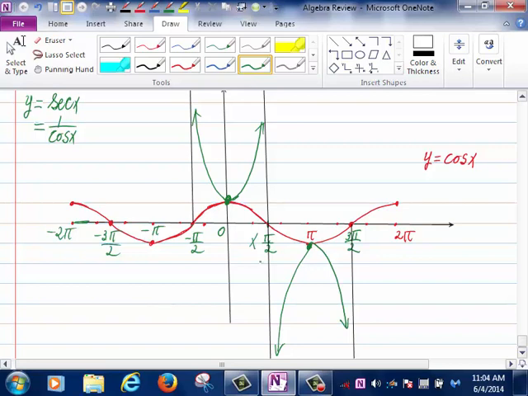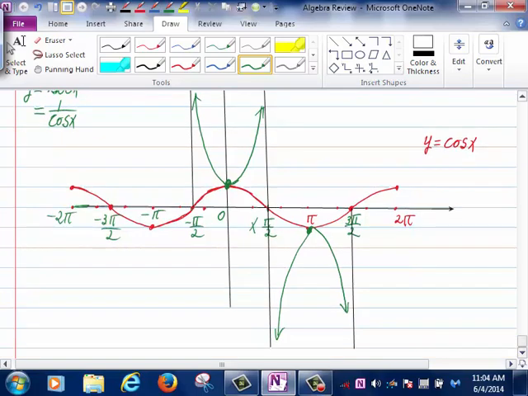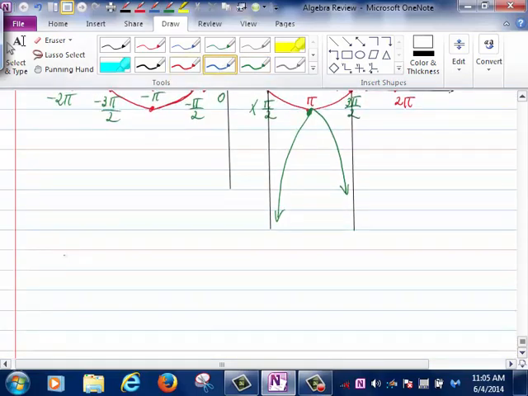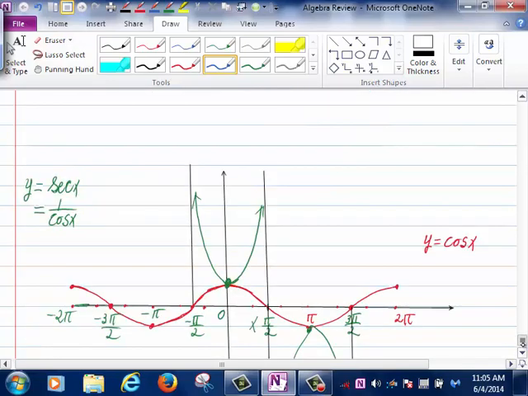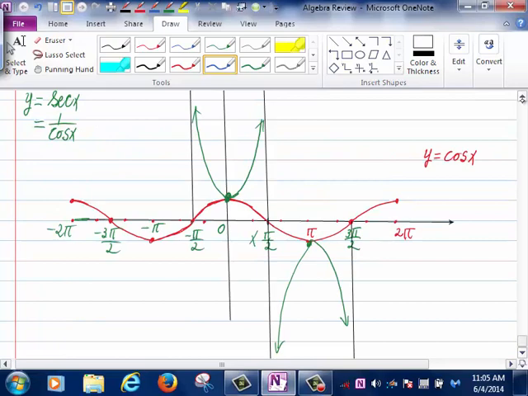Now, let's answer a couple of questions. Everyone is done sketching this? Okay. What's the limit as x goes to pi over 2 from the right side of the secant of x? What is this limit? Yeah, so all I have to do is look at my graph here. I see that when x is close to pi over 2, on the right side of pi over 2, secant is negative infinity.